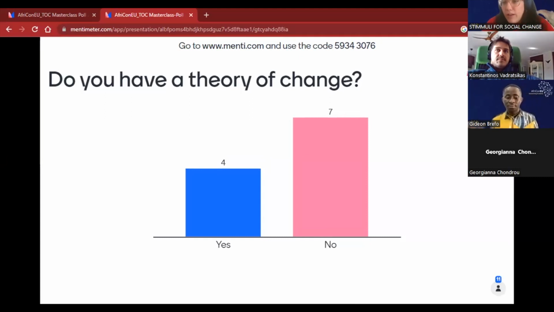We're going to get a feeling of how many people here are familiar with the theory of change before our expert Stav goes into explaining.